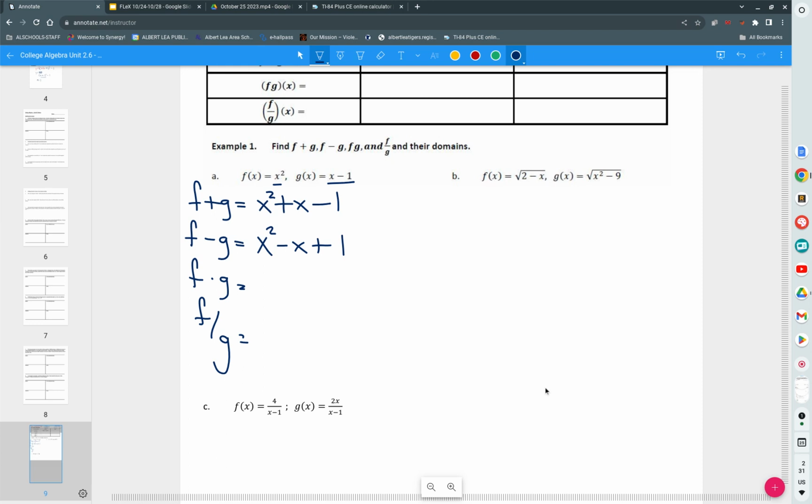You got that. Next one, we multiply. I've got x squared times x minus 1. It has to be right without parentheses. You get x cubed minus x squared. Then you have f divided by g, and we have x squared divided by x minus 1.